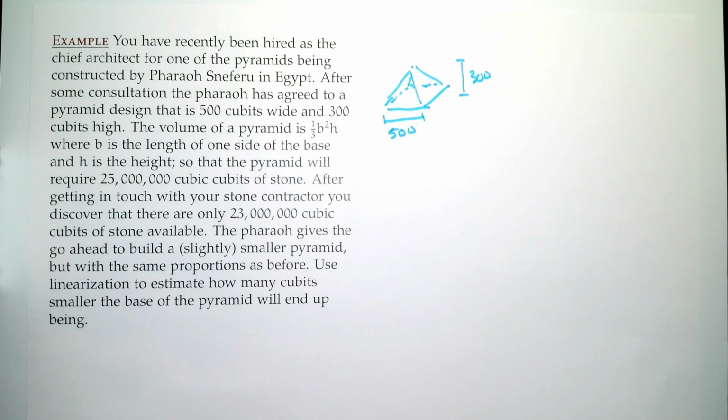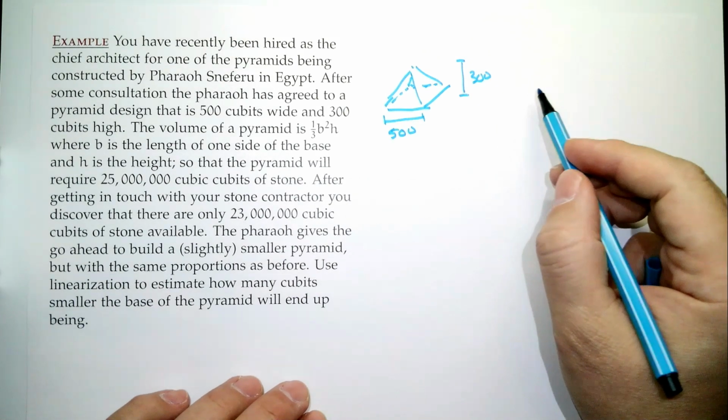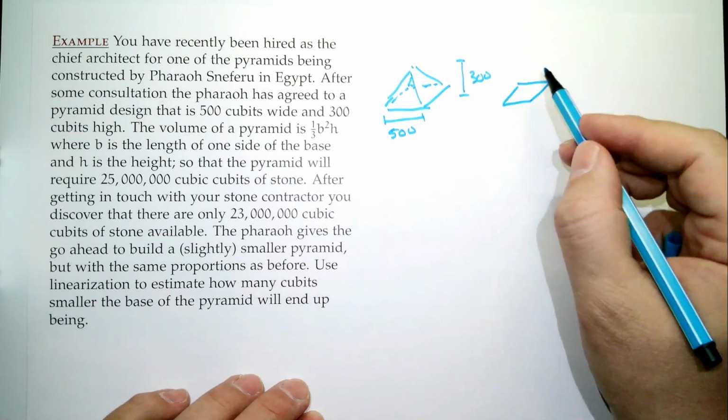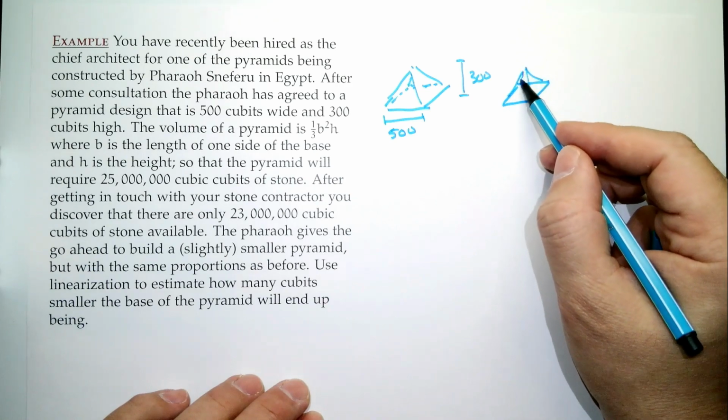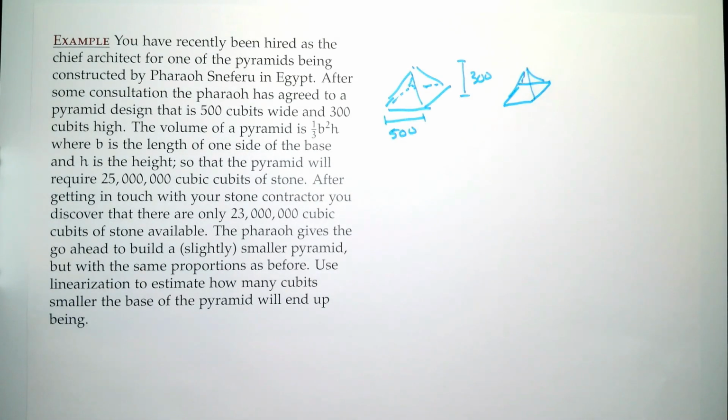All right. Now after getting in touch with your stone contractor, which of course if you're going to build a pyramid you should have a stone contractor, you discover that there are only 23 million cubic cubits of stone available. The pharaoh gives the go-ahead to build the slightly smaller pyramid, but the same proportions. So we can't build this pyramid, but we're going to build one a little bit smaller that looks like just sort of a shrunk version of this one. So it's just a little bit smaller, same ratio of base to height. Use linearization to estimate how many cubits smaller the base of the pyramid will end up being.